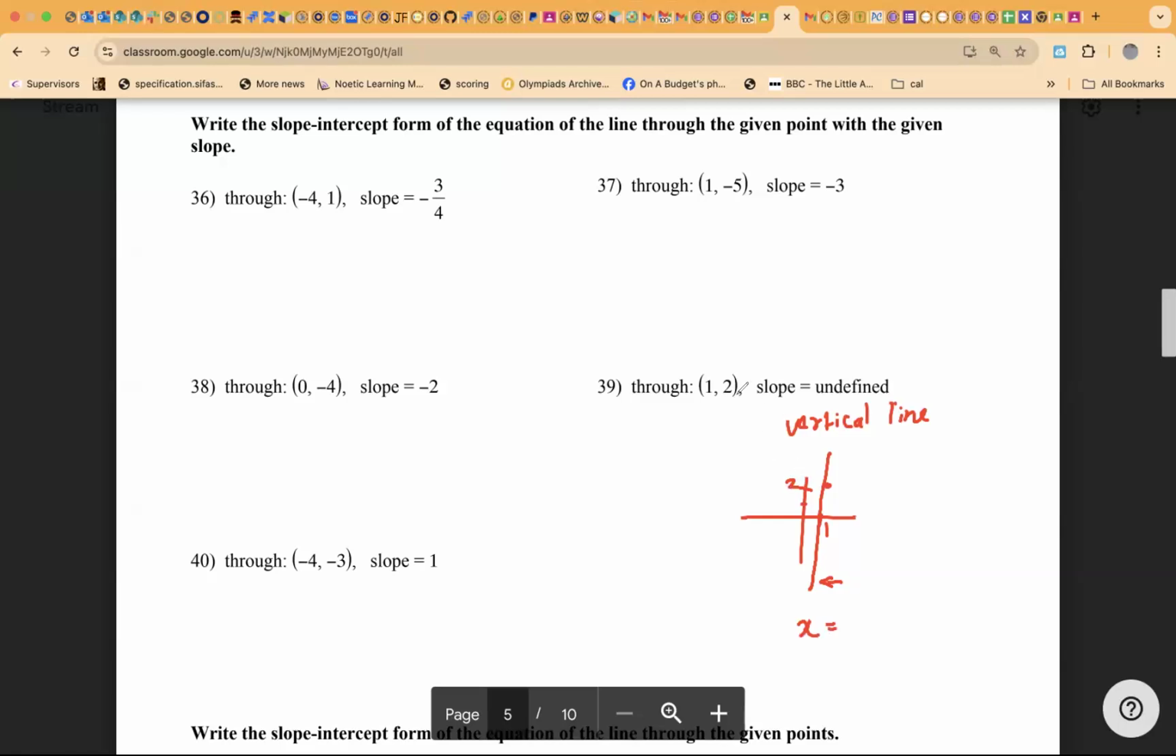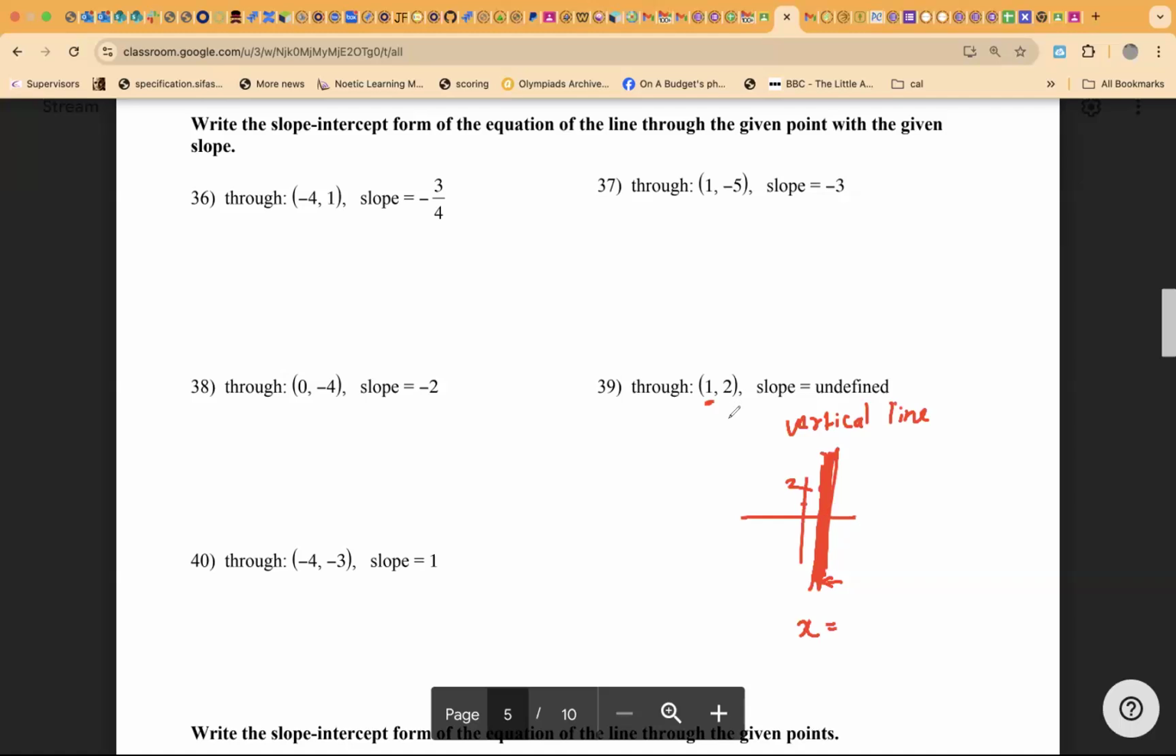x equals 1, because it passes through (1, 2). For this vertical line, the x value is going to be the same. What is the x value? The x value is always going to be 1.